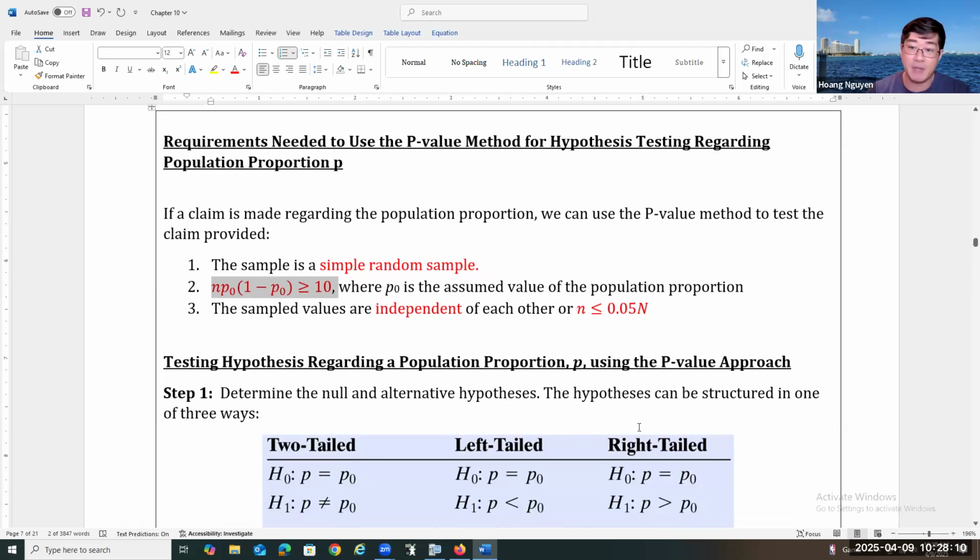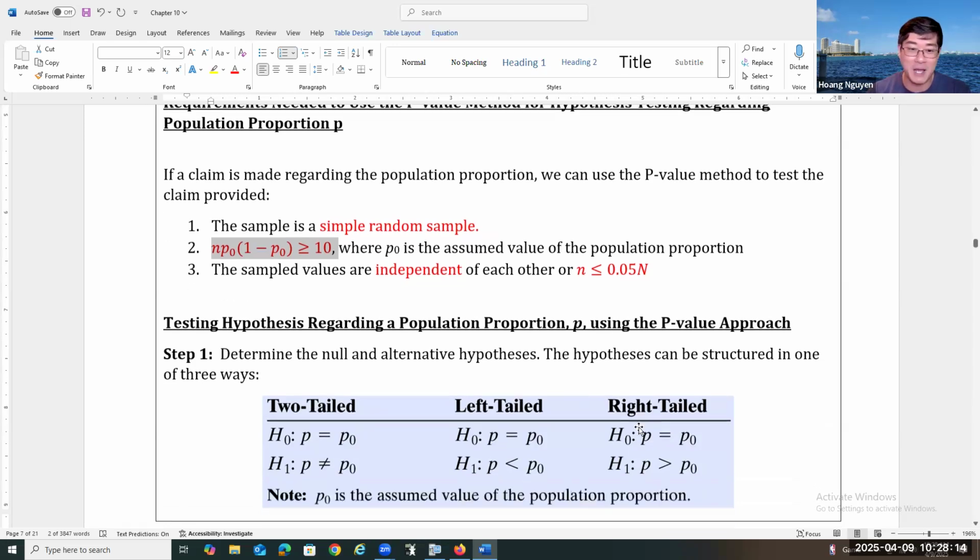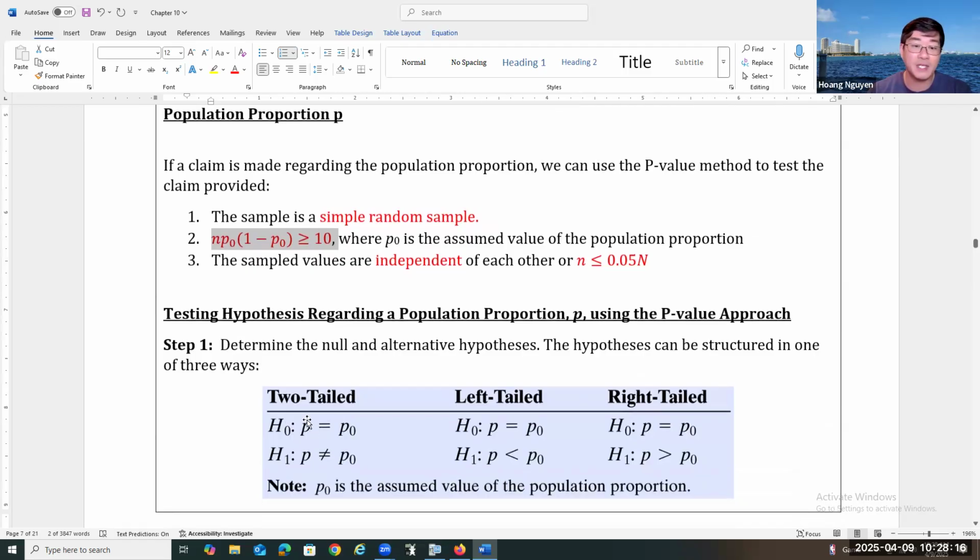The hypothesis can be constructed in one of the 3 different ways. So we have 3 possibilities, right? For the null hypothesis, we're going to assume that the population proportion P is equal to some value P0. Okay. So the population proportion P is equal to P0. For the alternative hypothesis, you have to take a look at the claim that we have in the question to determine what inequality we're going to use for the alternative hypothesis.